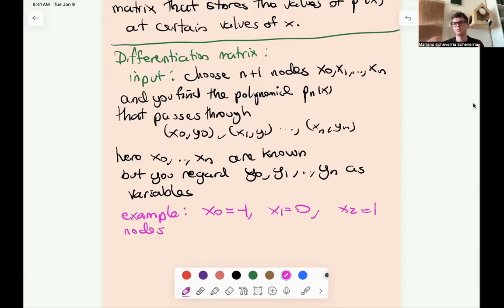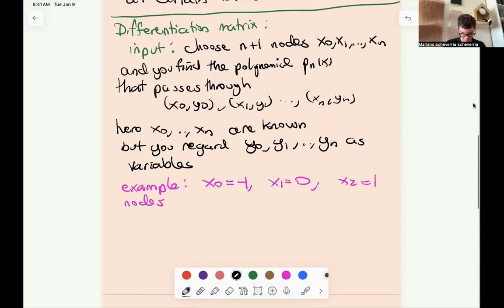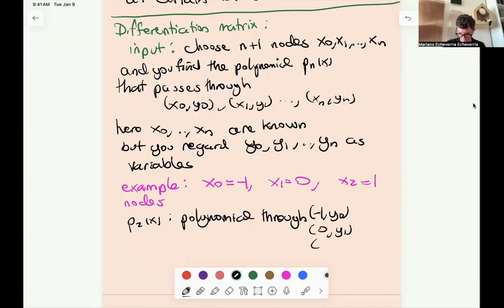And then you're looking for the polynomial that passes through those 3 points, right? So P2 is the polynomial through (-1, y0), (0, y1), and (1, y2). And so you see here, at this particular stage I'm not giving specific values to the y's. I can later, but not at this particular stage.